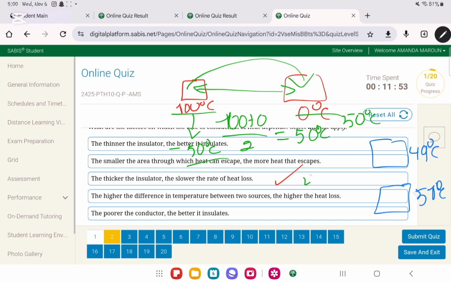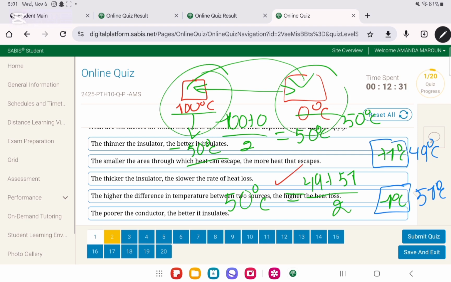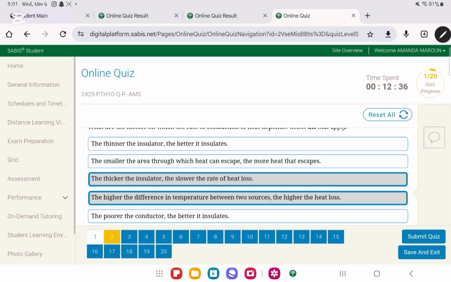Whereas here, if you do the same, 49 plus 51 divided by 2, you are going to get 50 degrees Celsius. But then the 49 is going to gain 1 degree Celsius and the 51 is going to lose 1 degree Celsius. Which one has a greater heat loss? It's definitely this one, with a bigger difference in temperature. So this one and this one are correct.